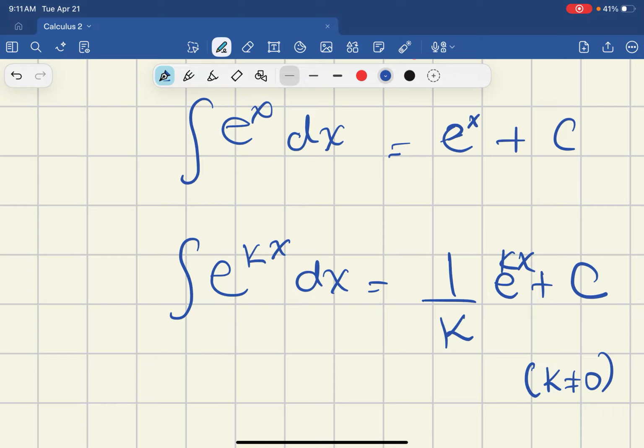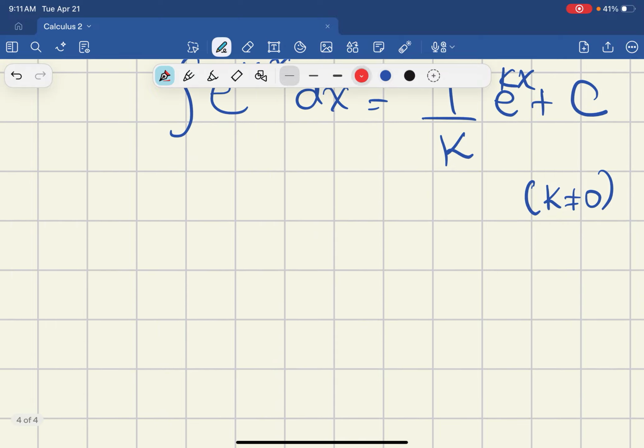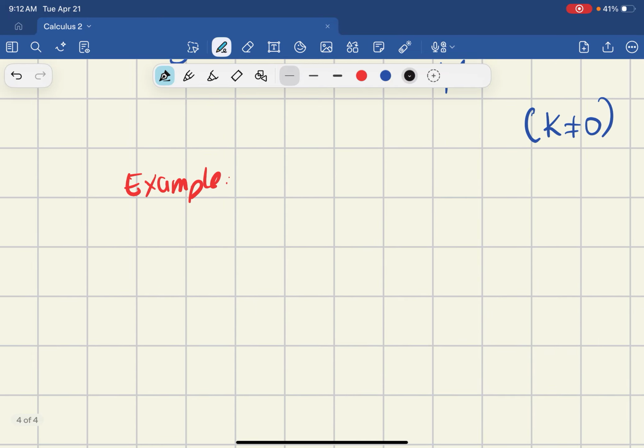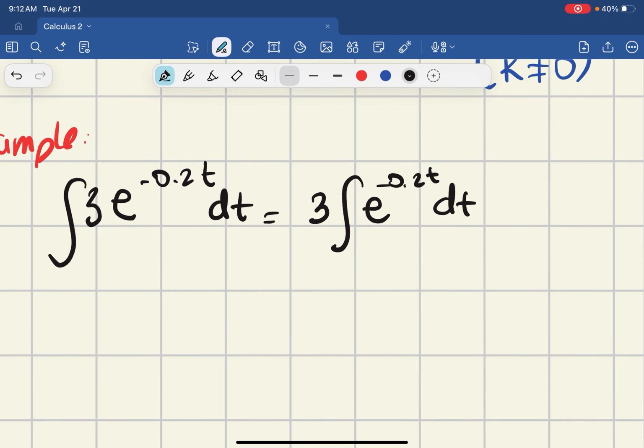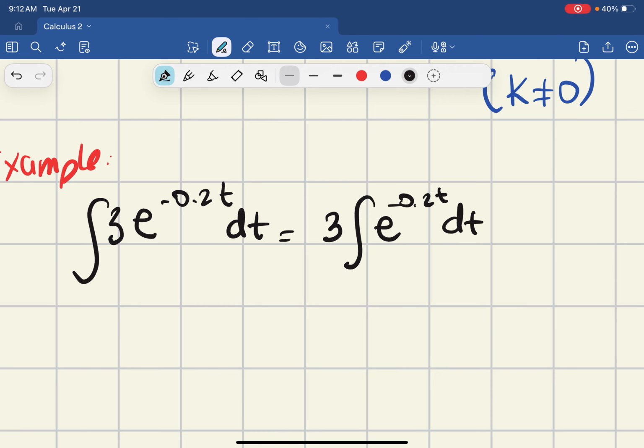Okay, so let's work through examples. Let me give you another example right here. So now let's say we have the integral of 3 times e to the negative 0.2t dt. Now notice that the 3 can be pulled out, so I'm going to pull out the 3, leaving e to the negative 0.2t. You don't have to do this every time. If you can recognize it, you can pull it out. But I'm simply doing this so it looks just like the form that we have.